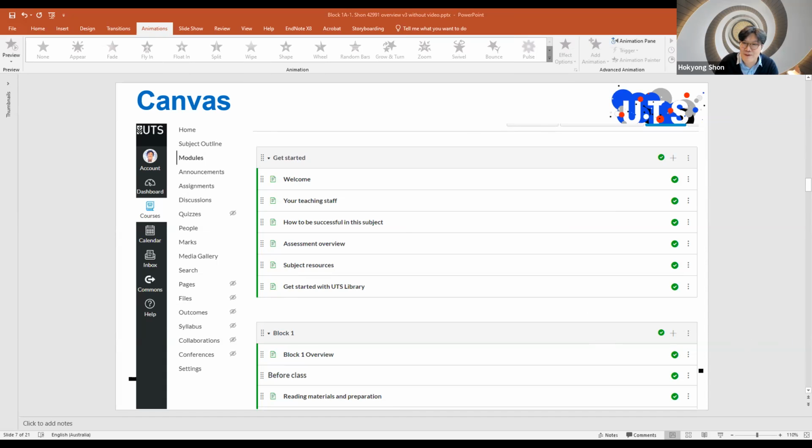So we will cover a little bit more detail because most of you have not studied this subject outline and Canvas. So we can go into a little more detail from this slide. You can go to the Canvas, to the module 2022 42991, and you will see all the necessary information.